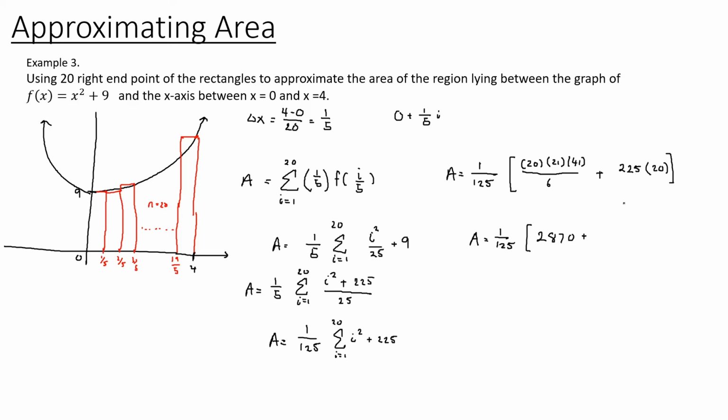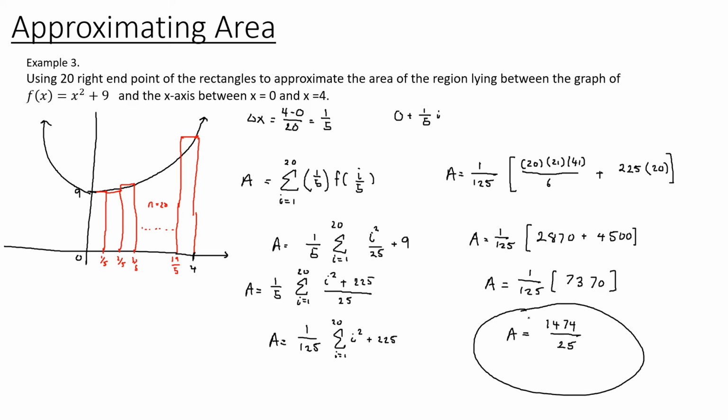20 times 225 is 4,500. And if you add them together, 7,370 times 1 over 125. They're both divisible by 5. So it comes out to be 1,474 over 25 as your area.